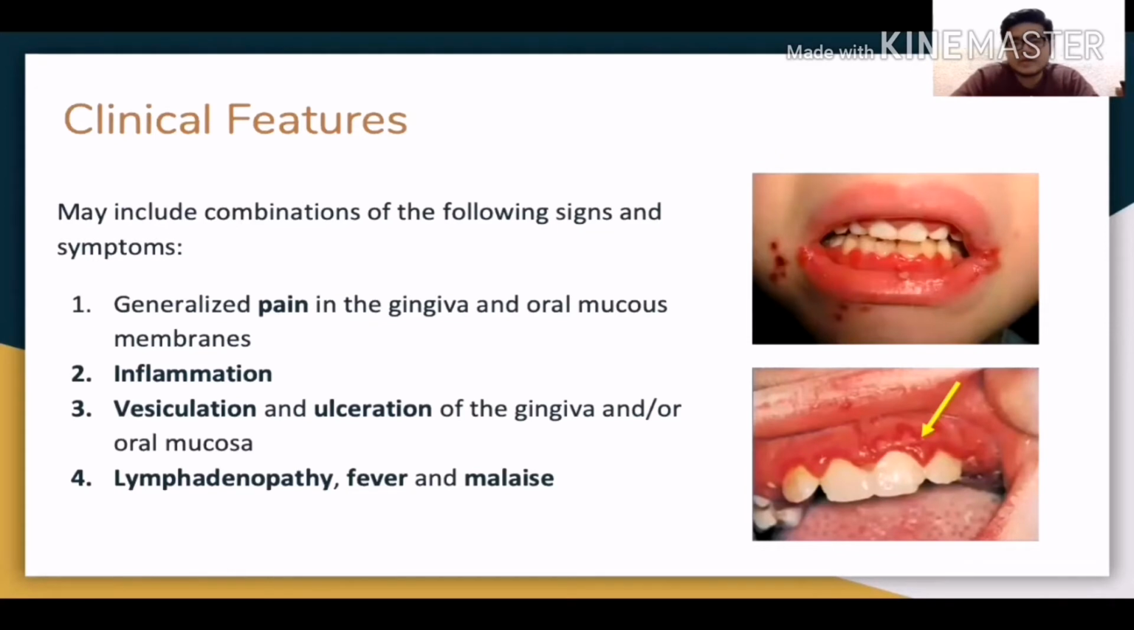Now let's take a look at the clinical features of this infection. These infections are characterized by a combination of the following signs and symptoms. Generalized pain is felt by the patients in their gingival and oral mucosa membrane. Next, we will see inflammation of the patient's gingival and oral mucosa membrane. Thirdly, vesiculations and ulcerative lesions of the gingival and oral mucosa, which are often yellow, and perioral vesicular lesions can be seen in the patient. The last one is lymphadenopathy, which is the enlargement of the lymph nodes, and the patient will also suffer from fever and malaise.